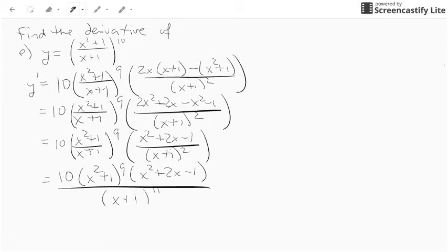And so this is an example of the chain rule together with the quotient rule. Or we could do this differently. And some of you are actually going to really appreciate this, because if you don't particularly like the quotient rule, there is another way around that. What you can do is take that original expression and make that x squared plus 1 to the 10 multiplied by x plus 1 to the negative 10.